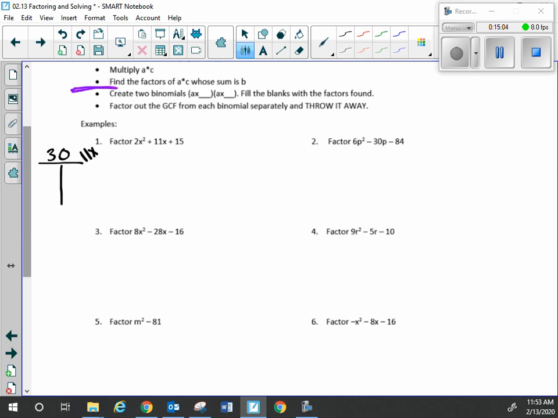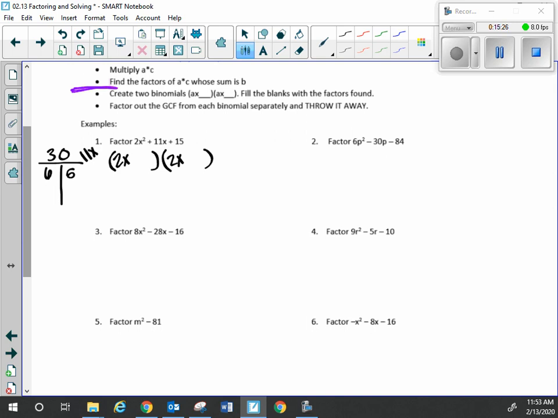6 and 5. Everybody agree with that? Okay. So here's where things are different. I'm going to set two binomials, and I'm going to start them both with my a value times x. So 2x times 2x.